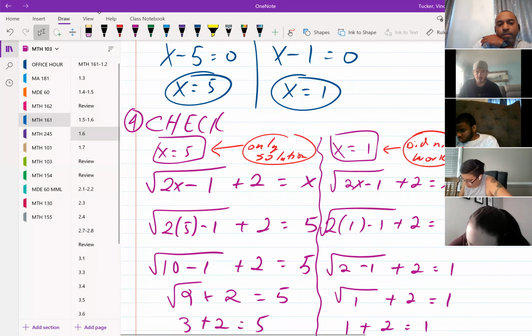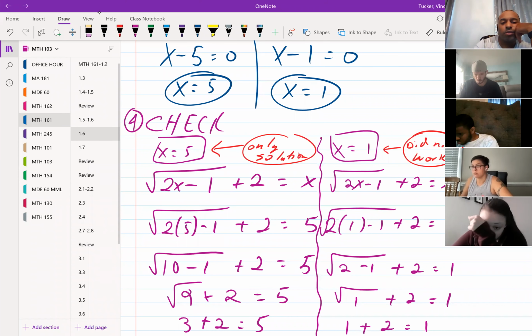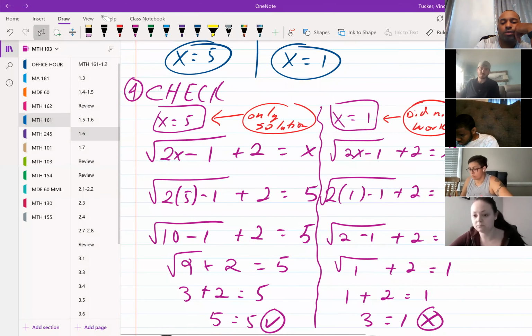All right, so on the left side, I did 5. So once again, you plug in 5 where you see x. So that's 2 times 5 minus 1 under the radical, plus 2, and then just a 5 on the right side of your equation. 2 times 5 is 10, 10 minus 1 is 9. Square root of 9 is 3. 3 plus 2 is 5, so that checks out.